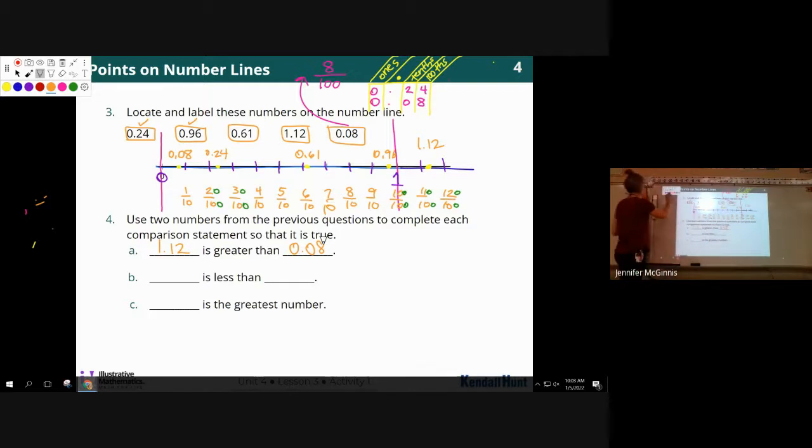Blank is less than blank. Riley Kidd. 8 hundredths is less than 96 hundredths. Is that true? Yeah. Very good. And C, blank is the greatest number. Ethan. 1 and 12 hundredths is the greatest number. Very good job. Excellent work.